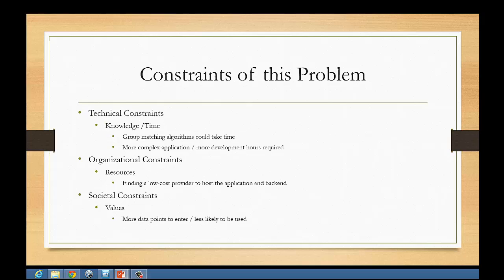Some constraints that we had outlined at the very beginning: knowledge and time, the group members, how much time we would have to generate these algorithms, development hours, and how much time we could commit to those. Resources: at the organizational level, we tried finding a low-cost provider to host this application in the end. And then societal constraints. More data points to enter means that users are less likely to use it. So would this end up being used?